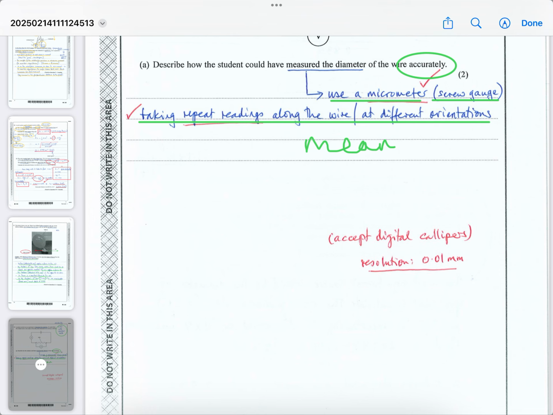Actually, the mark scheme says digital vernier calipers, which is incorrect. Vernier calipers are not as accurate as digital ones. Digital ones are more modern. Digital ones can have the same resolution as micrometers, but vernier calipers are only accurate to 0.1 millimeter. Okay? So you need to know that as well for your exam.